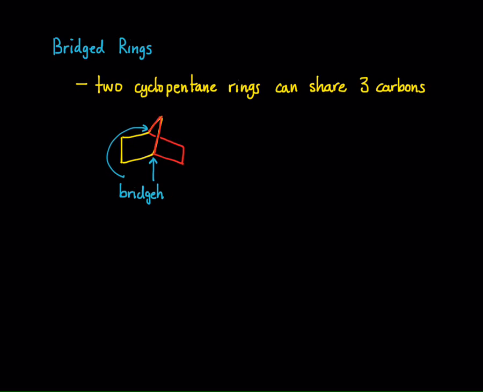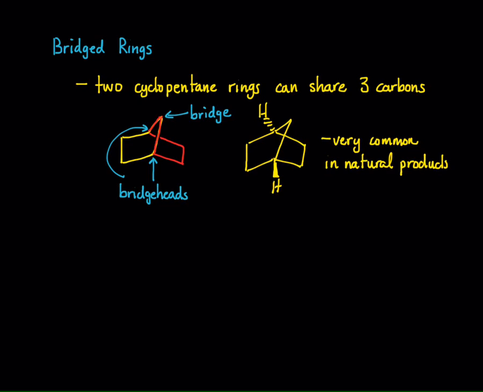Now, there are 2 bridgeheads, and then we have a bridge. So the bridge is typically going from the smallest number of carbons going from one bridgehead to the next bridgehead. And so you see that there's 1 carbon that's separating each of the 2 bridgeheads. And we can think about the geometry of it. There are 2 hydrogens coming out, so 1 hydrogen's coming out at me, and then the carbon that's further away has a hydrogen that's going even further away. These types of structures are very common in natural products, and so you see them all the time.